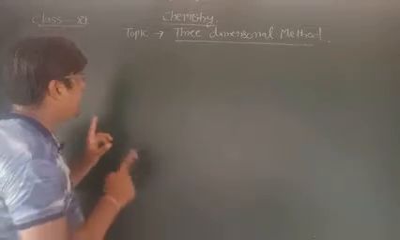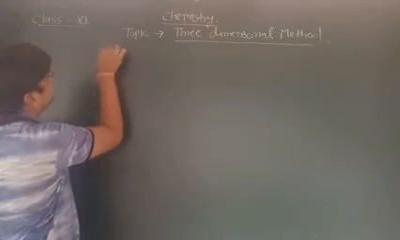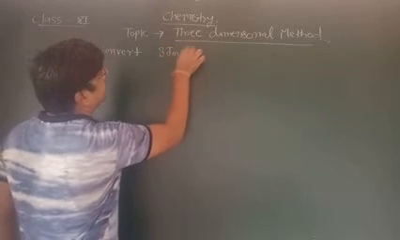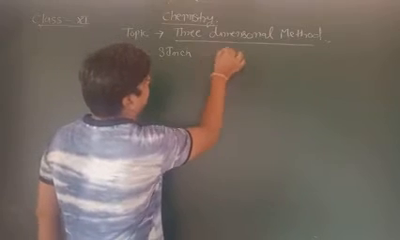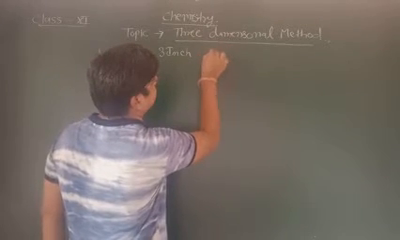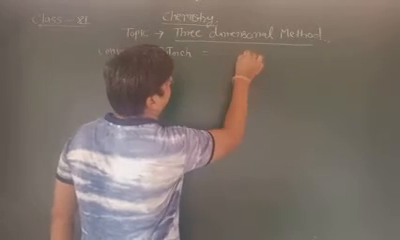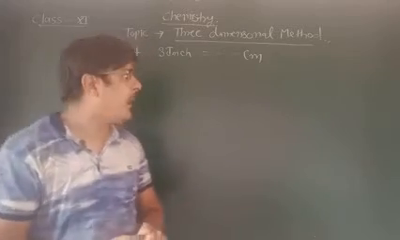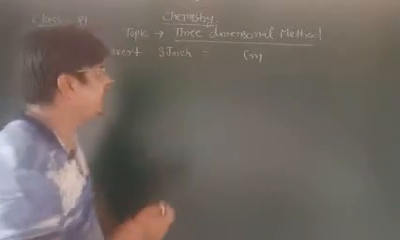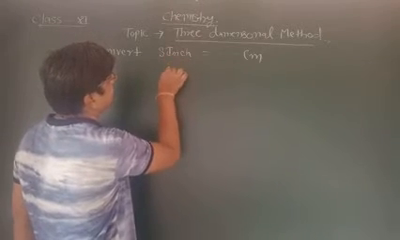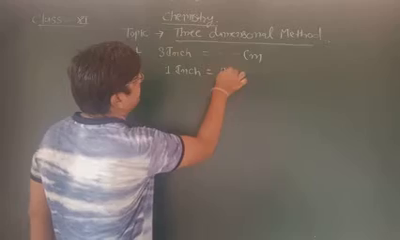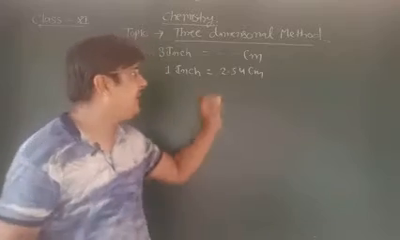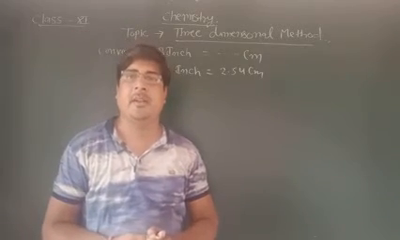Suppose I give you a question: convert 3 inch into centimeter. You can easily convert inch into centimeter. We know very well 1 inch is equal to 2.54 centimeter. But in the three-dimensional method, how will we convert inch into centimeter?